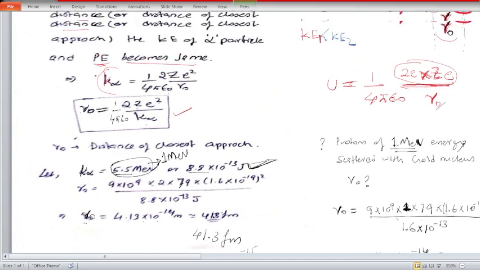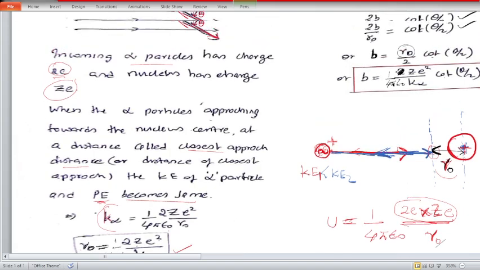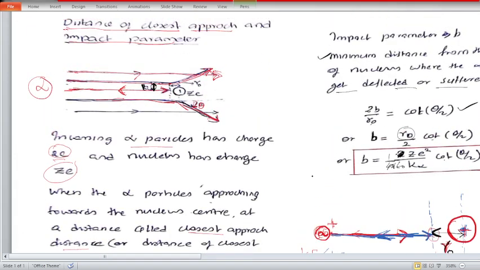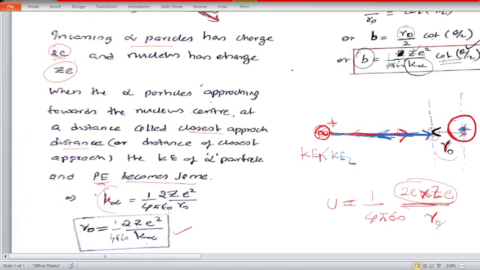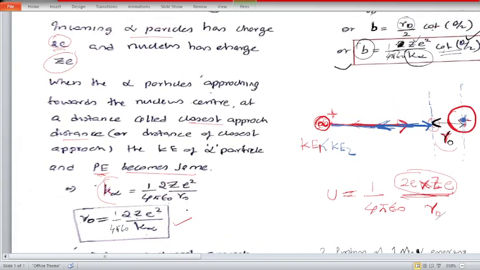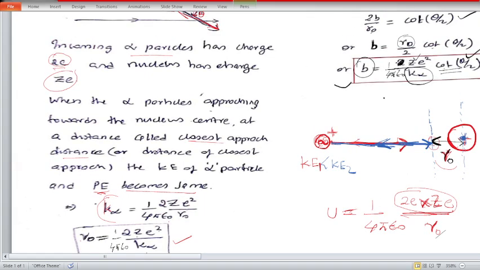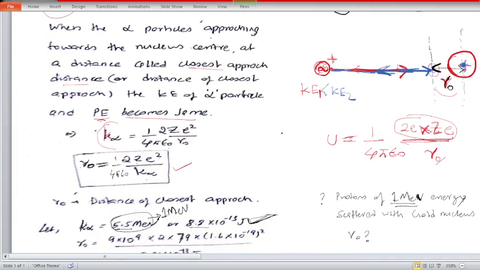So that's all about this video, and you can also check these relations. The impact parameter is inversely proportional to the kinetic energy of the alpha particle, and it is proportional to cot theta by 2. Also, it is proportional to the atomic number z. You can practice some more examples with the impact parameter. All this is just substituting the values in the expression and finding the impact parameter or the distance of closest approach.